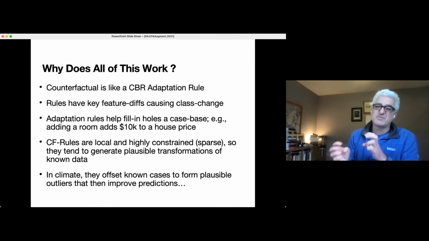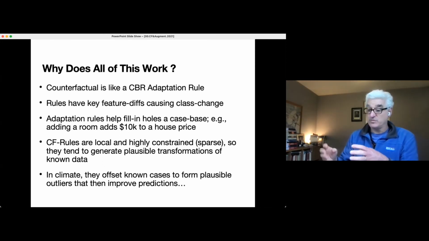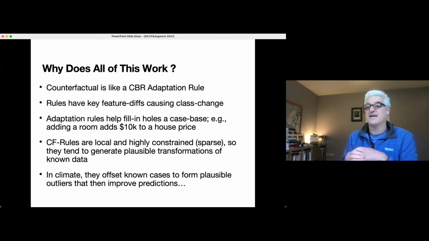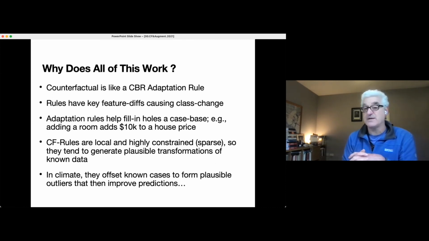And if you think about them, what they do is they fill a gap in the case base, because if you apply that rule to every case that you have, you could generate artificial data points that would be a new description, if you like, but one in which there's an extra room and there's a change in the price of that house. So you can think about adaptation rules as potentially being rules that can generate synthetic data points.